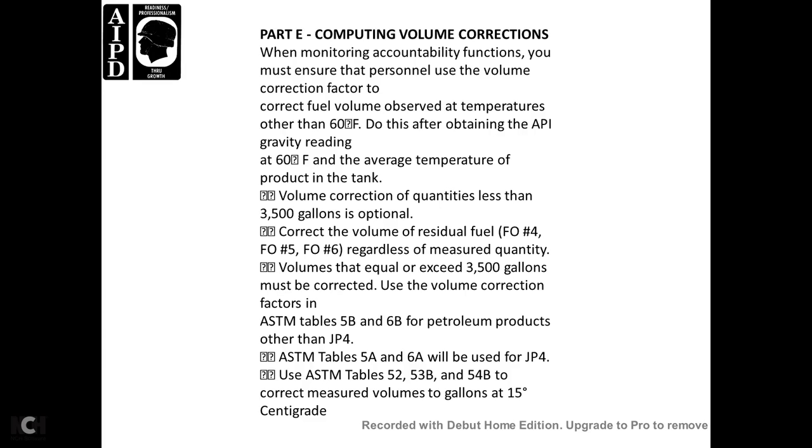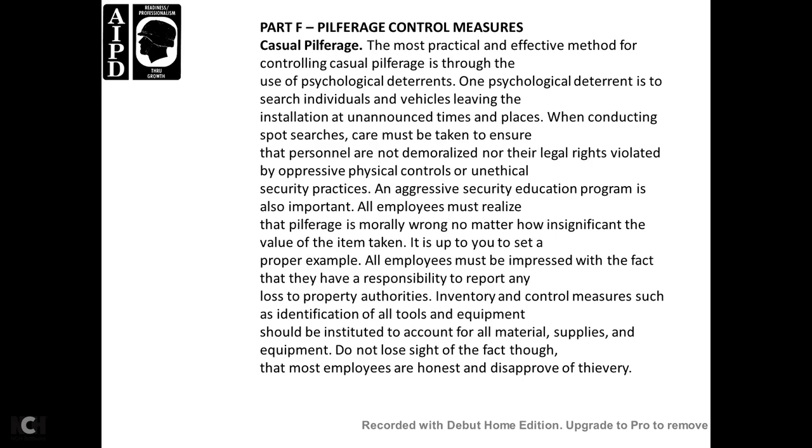Correct the volume for FO4, 5, and 6 regardless of the measure. Quantities equal to or exceeding 3,500 gallons must be corrected using the volume correction factor. American Society for Testing and Materials (ASTM) tables 5B and 6B apply to petroleum products other than JP4; ASTM tables 5A and 6A apply to JP4; and ASTM tables 52, 53B and 54B apply to the corrected measured value for gasoline at 15 degrees centigrade.